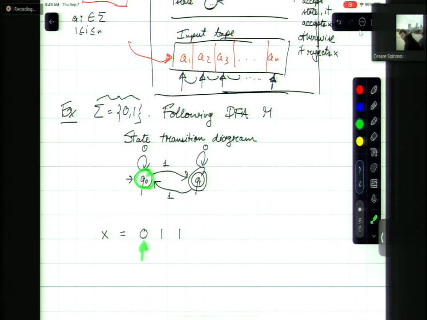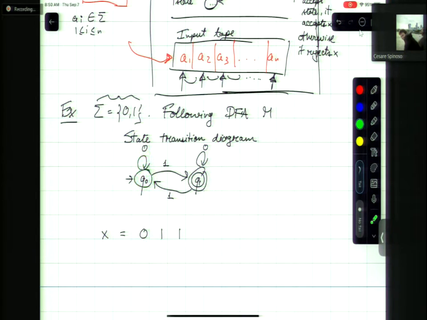It starts at Q0, and it's reading a 0. If I'm at Q0 and I read a 0, I'm going to use this transition, because this is the transition that has label 0. So I self-loop back to Q0, and I've read 0 now. That means I can move my pointer, and now I'm reading 1.